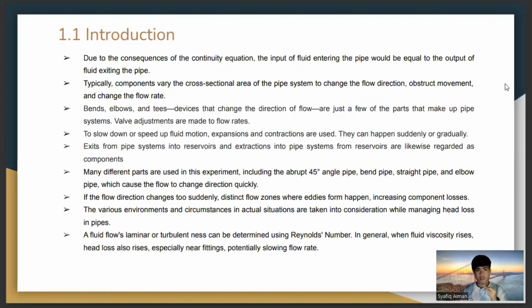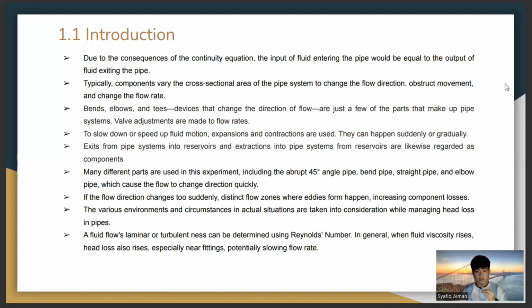Due to the consequences of the continuity equation, the input of fluid entering the pipe will be equal to the output of fluid exiting the pipe. Typically, components vary the cross-sectional area of the pipe system to change the flow direction, obstruct movement, and change the flow rate. Bends, elbows, and these devices that change the direction of flow are just a few of the parts that make up a pipe system.